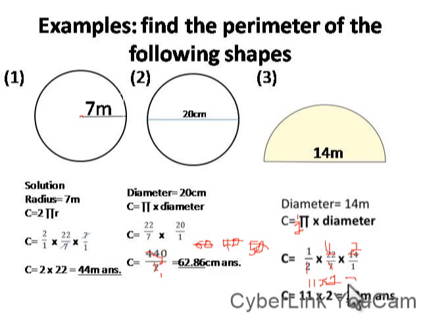22, to give us 22 as our final answer. That is the answer for this particular one. Remember, whenever you are asked to find the perimeter of a semicircle, it is always half of the formula of a complete circle. Now let's move on to the next outline.